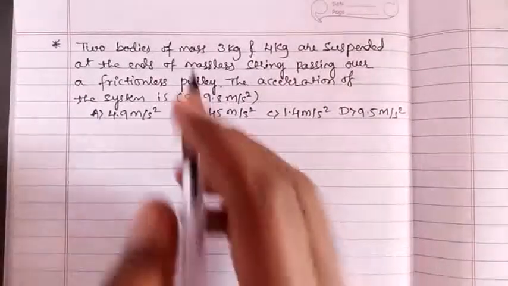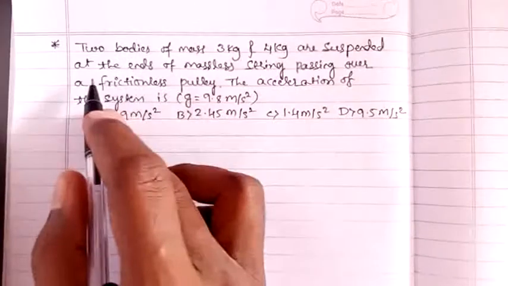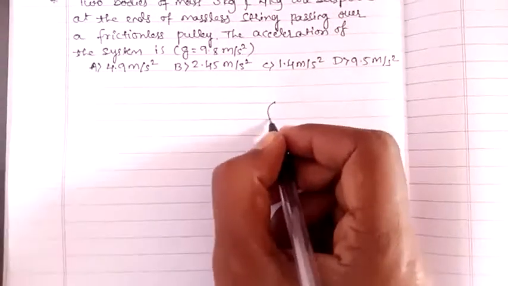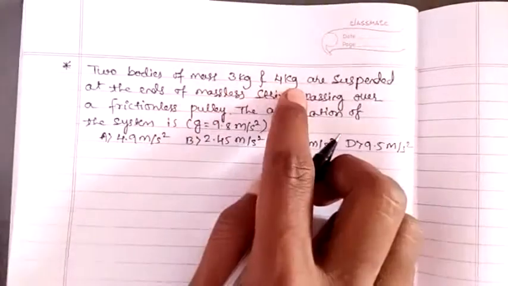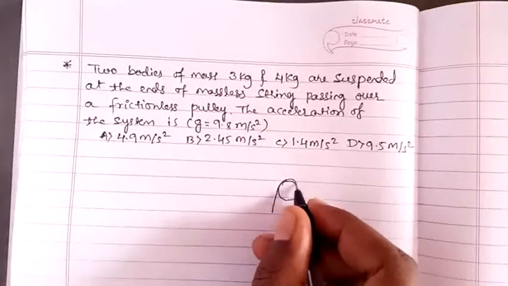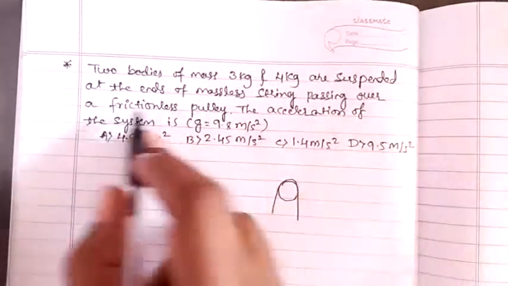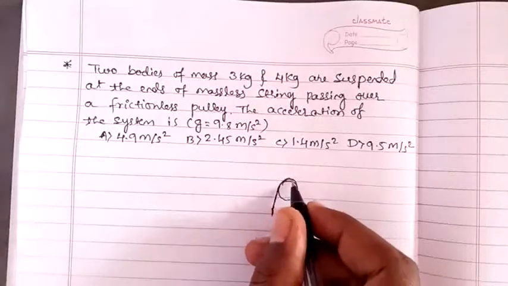So next one. Two bodies of mass 3 kg and 4 kg are suspended at the ends of a massless string passing over a frictionless pulley. Let us draw the diagram. It is a frictionless pulley, with two bodies of mass 3 kg and 4 kg suspended at the ends of the massless string. So this is the massless string now.